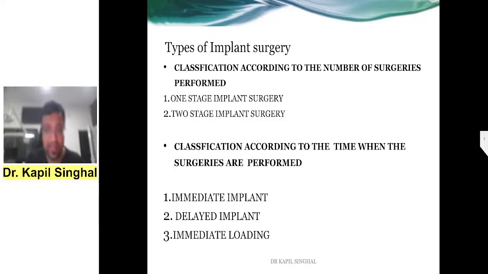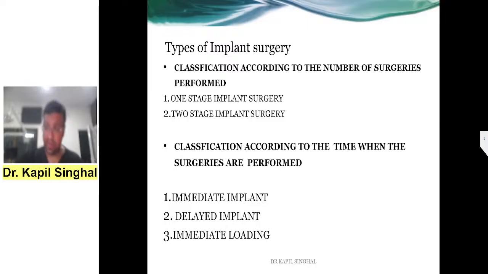Now the second classification is according to the time when the surgery is performed. It can be an immediate implant, meaning the tooth is extracted and the implant is placed at the same time. Okay, and the second is delayed implant. When you extract that tooth, you wait for a couple of months, minimum 3 months, and you place that implant after 3 to 4 months. That is delayed implant.